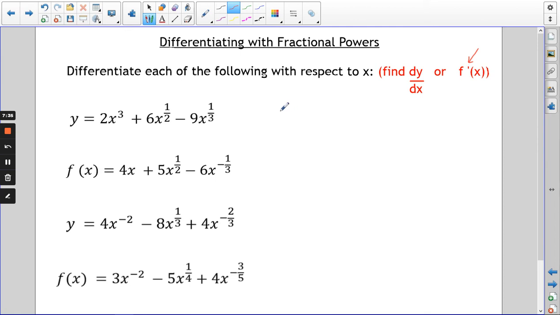Right, let's have a look at this first one then. So we've got y equals, so we're going to go to dy by dx for this one, because if it's y equals, you have dy by dx. Same rules as before. The 3 comes down and multiplies, so that goes to 6x squared. That's not a problem. Now then, this power of a half is going to come down in front and multiply. And because it's the first one, I've given you nice numbers. A half times 6 is 3. So that goes to a 3.